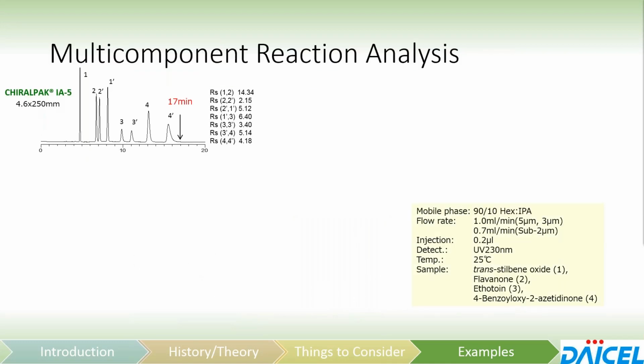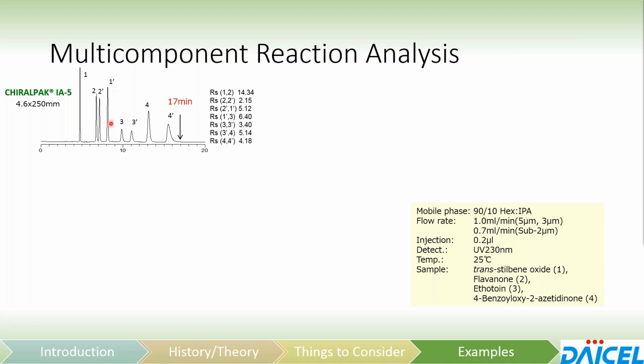What about multi-component reactions? Because up to this point, we've just been showing relatively straightforward 2 peak separations and enantiomeric separations. Sub 2 actually works really, really well on multi-component reactions. This example up top here is on IA 5 micron, 4.6 by 250. Your analysis time is, or your cycle time is about 17 minutes. You've got 8 different components in here. You've got 4 different sets of enantiomers.